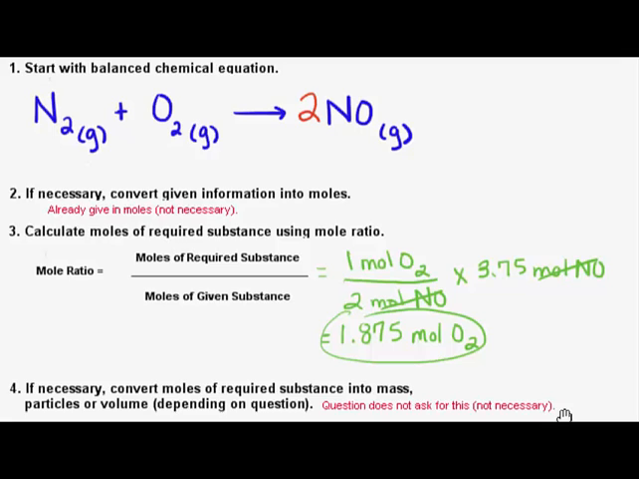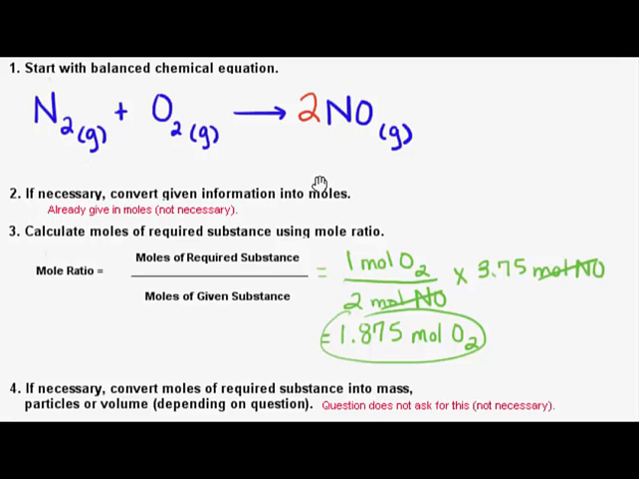The first thing we did was made sure that we had a balanced chemical equation. Sometimes in your problem, your equation will be given to you in a balanced form, but sometimes it won't, so you always have to check that. And in our case, we ended up having to balance our equation. It's necessary to do so. The second thing we did was check to see if our given information needed to be converted into moles. But in our case, it didn't, because the problem gave us the data in moles already. But you definitely need to check that before you proceed.